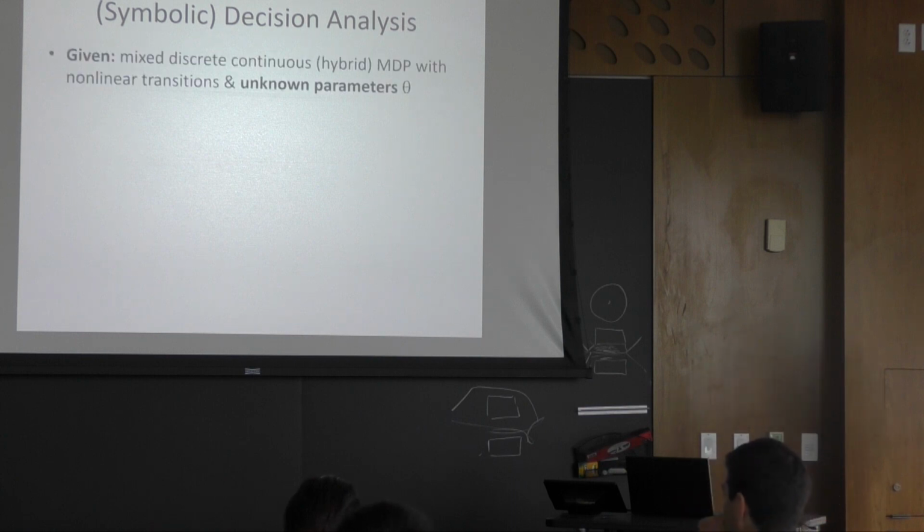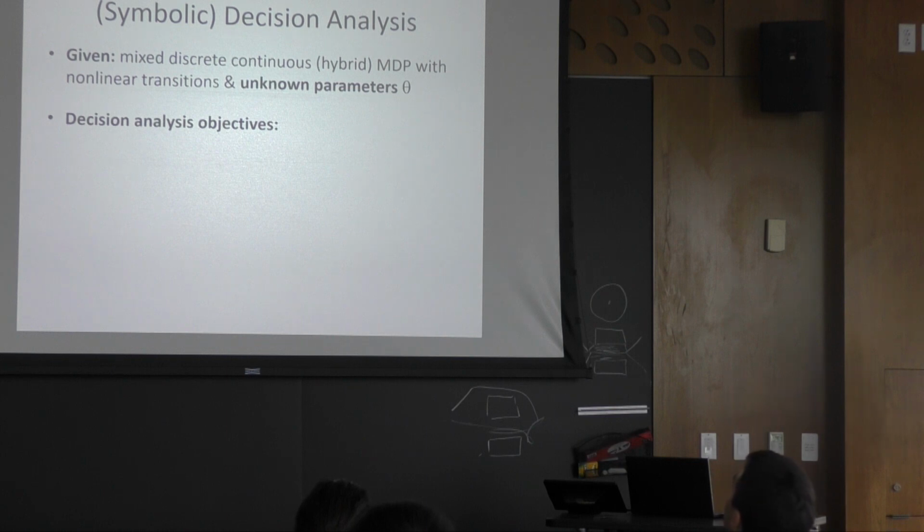Okay, so you give me a very complex hybrid, so by hybrid I mean mixed discrete continuous, stochastic planning problem. And furthermore, you say there are unknown parameters, right? That's the problem. Now, there are things that I want to do with this.